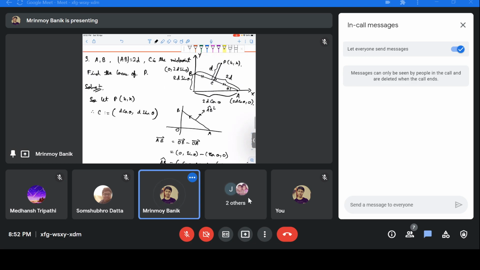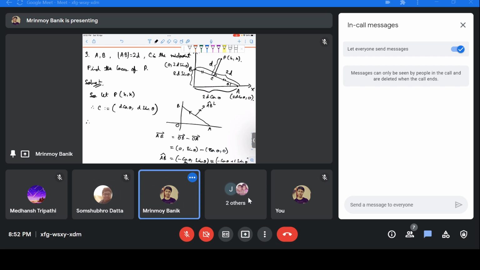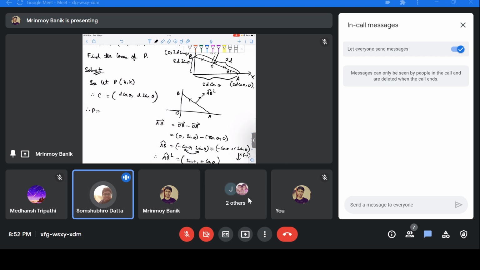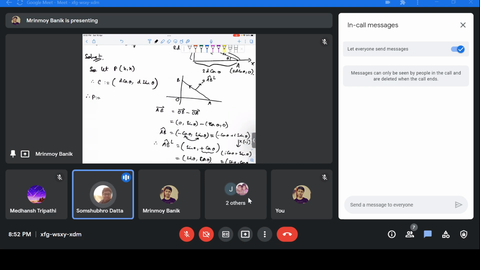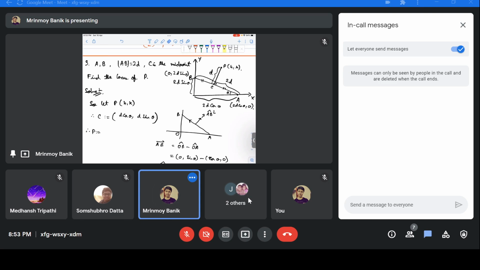Okay, so the distance is d. So the positional vector of P, OB should be written as 0 comma 2d sine theta. Actually I'm writing the unit vector just for convenience. I just wanted to confirm which is right. Yeah, it is 2d sine theta actually.